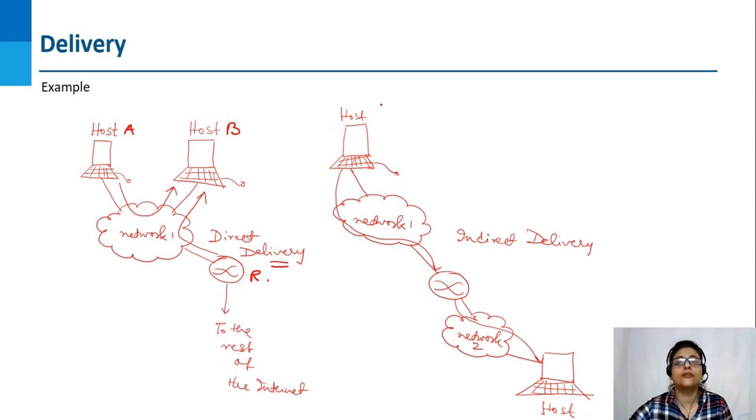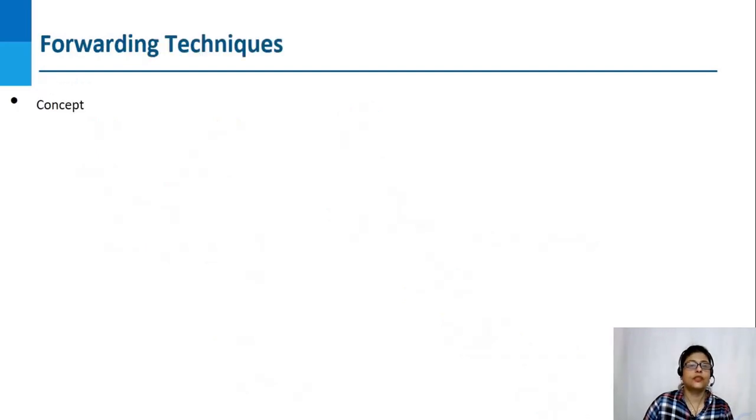Regarding the indirect delivery, if there is a host A here and another host B. So here we have a network 1. Through the network 1, the host A delivers the data to the router and from the router to another network and finally to host B. So this is an example of indirect delivery.